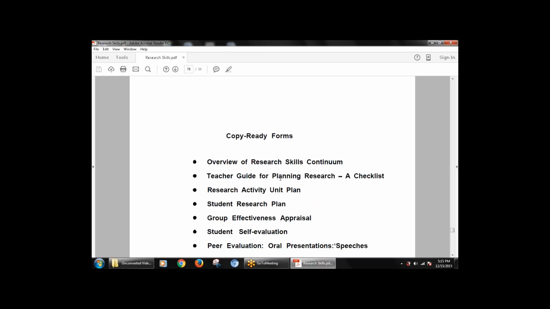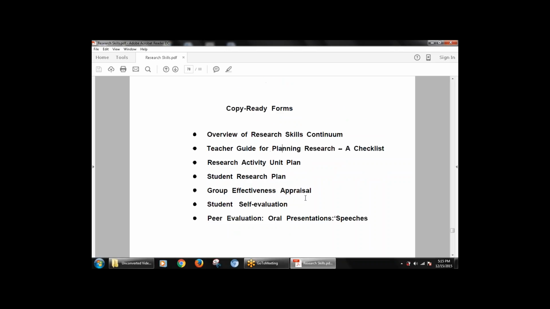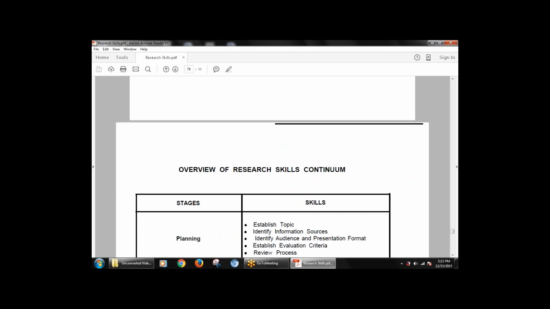Then student research plan, then group effectiveness appraisal, then student self evaluation, then peer evaluation of the oral presentation speeches. So these are the copy-ready forms, that is, they are already built forms, we can say automated forms, that are part of the appendix that we are going to study. That is the last of this module, the research skills, right? So let's start with the overview of the research skills continuum.